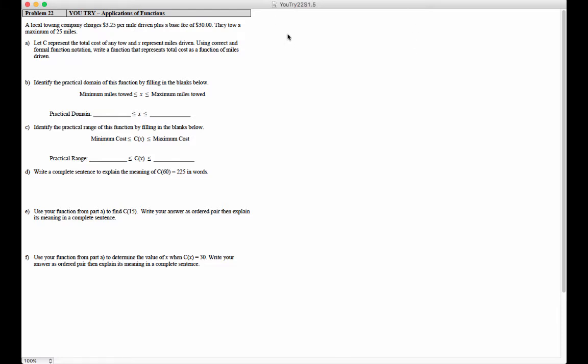A good way to go about doing this is to make yourself a T-chart. We'll make this the X column and this the C of X column. If they come to you after 0 miles driven, in other words just arriving, and you say, oh no, I got the car started, I don't need a tow, they're going to say, well, thank you very much, you owe me $30. That's the base fee, so no matter what, you're going to have to pay the 30 bucks.